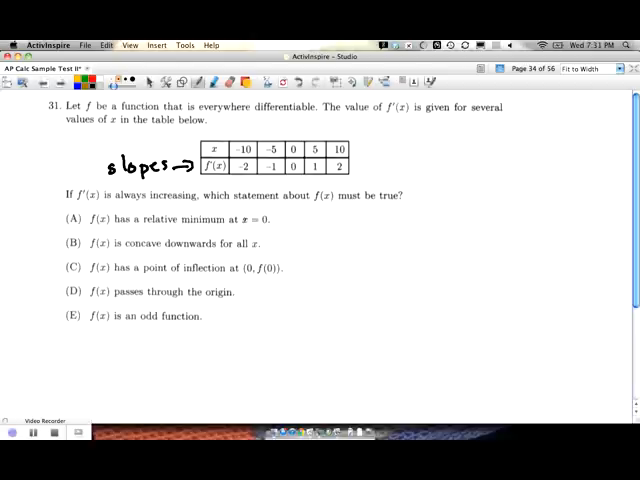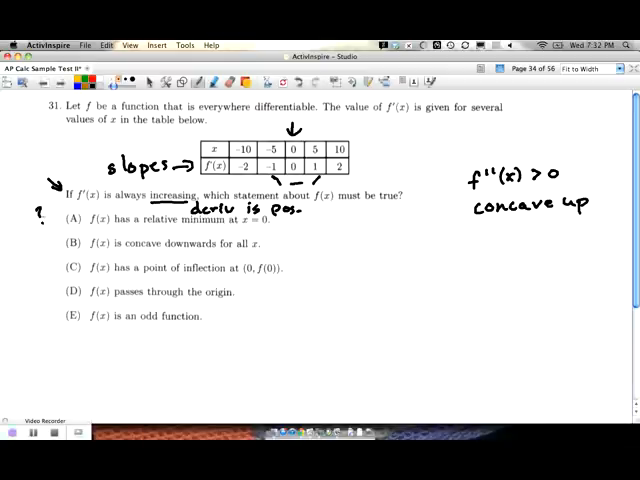F of x has a relative minimum at x equals 0. Well, if we're looking right here at x equals 0, oh, by the way, f prime of x is always increasing. If f prime of x is increasing, that means that f double prime of x is greater than 0. That means that we're concave up. When one function is increasing, that means its derivative is positive or greater than 0. So we are concave up. F of x has a relative minimum at x equals 0. Well, that seems to be true here because we're negative, then we're 0, then we're positive.